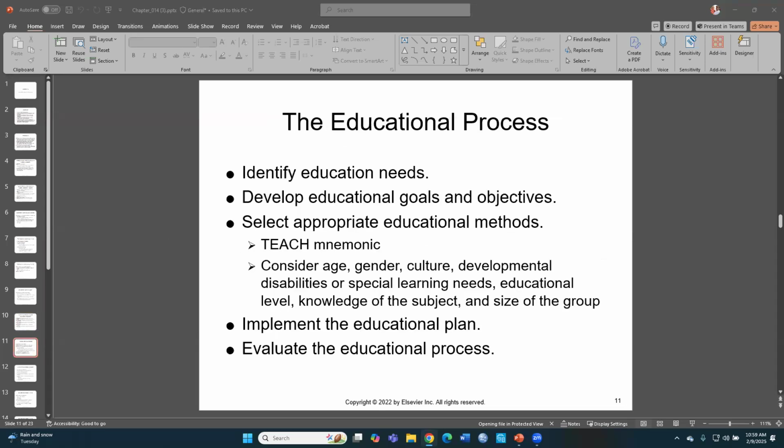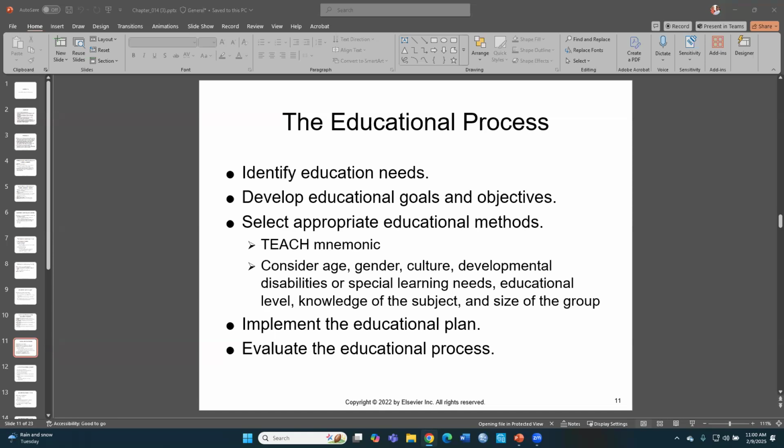So the first part of the educational process is to conduct a needs assessment. And that needs assessment will help us to identify what the educational need is. What does the client want to know? And then we're going to collect the data that's necessary to obtain information about their learning needs, their readiness to learn, any learning barriers.